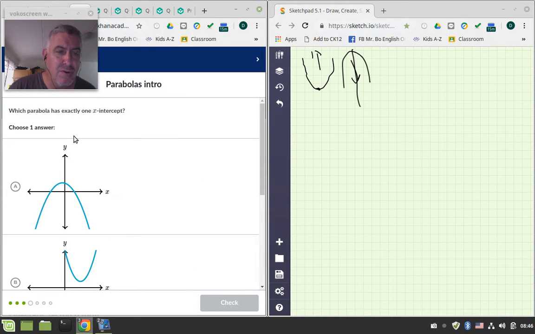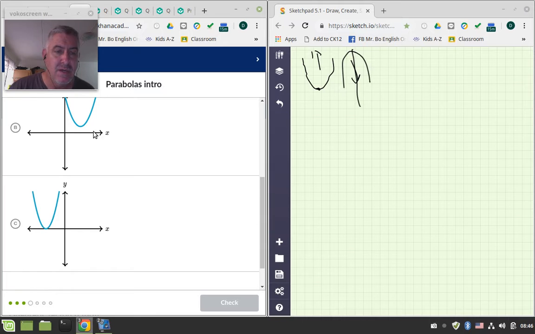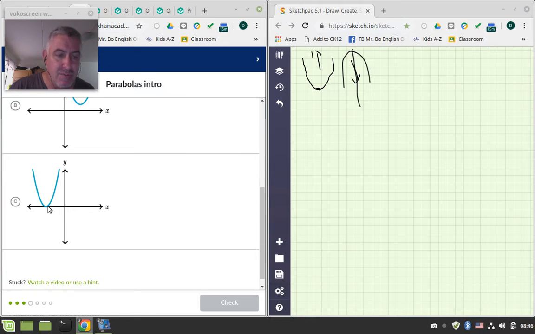And which parabola has exactly one x-intercept? We'll look at how many times it crosses the x-axis. 1, 2. That's 2 x-intercepts. I don't see any here. That's 0. And then this one is 1 time. Just 1 time right there.